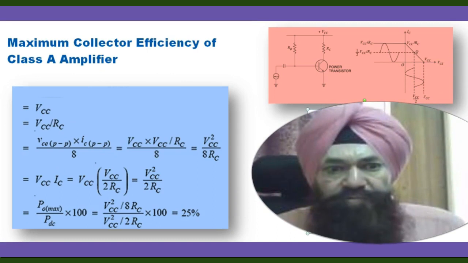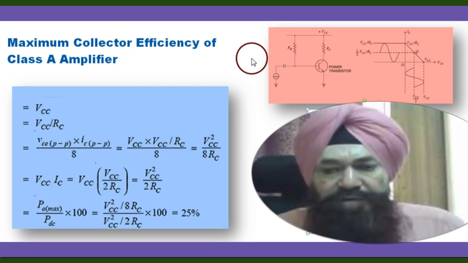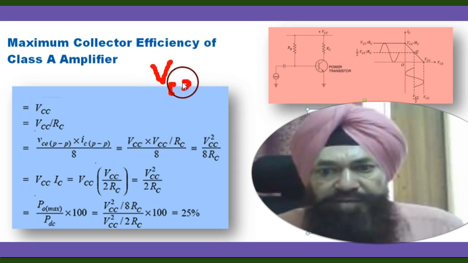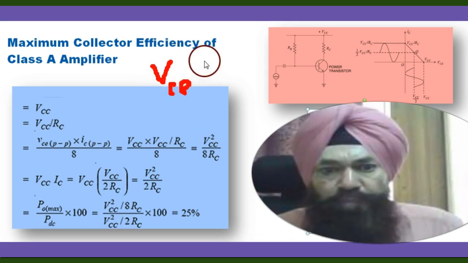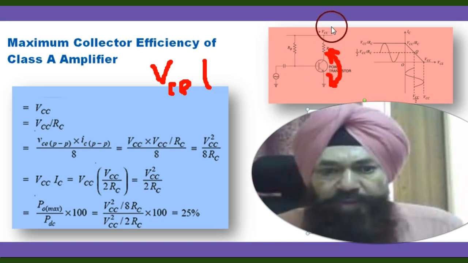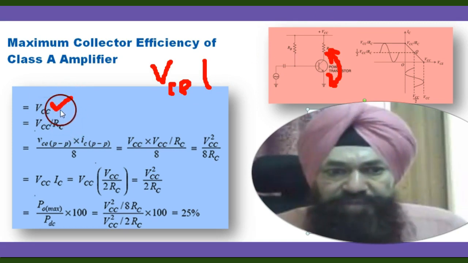Now you know what is the maximum collector efficiency. You know here, what is the maximum VCE? VCE peak to peak, meaning the voltage which develops here across collector and emitter. How much is it? It is VCC. So what is VCC?